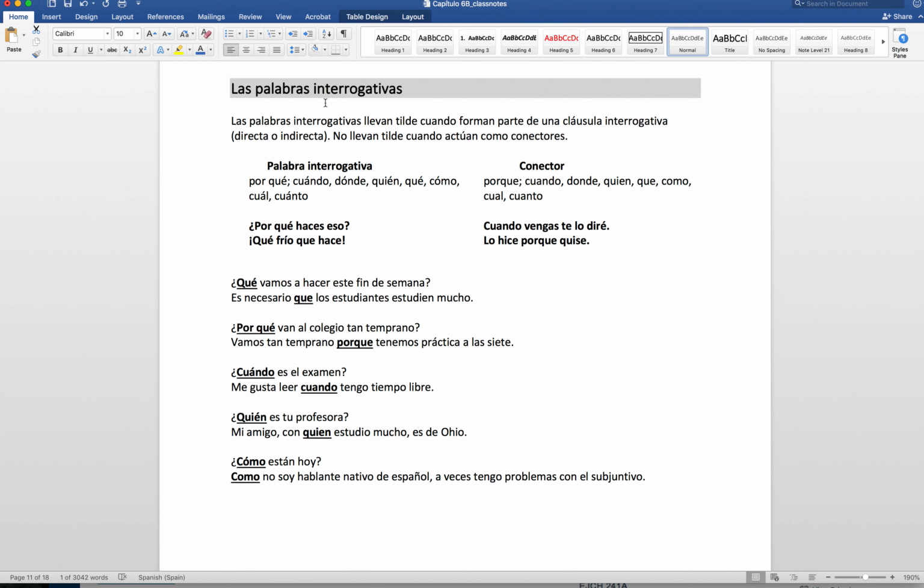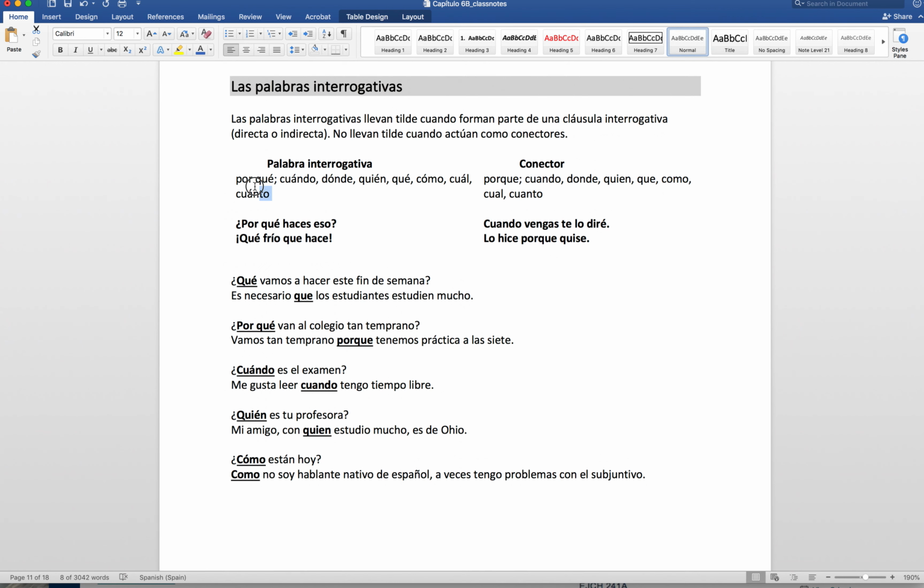Also, remember that question words all receive accents. This is to distinguish them from connecting words. When we see an accent over a word, we know that it's going to be between question marks or even between exclamation marks, but mostly it's going to be between the question marks. You'll notice the difference between por qué. You have two words here and the stress is on the qué, whereas when it's a connector, it's one word and the stress will be on the o, porque, because it's a llana.